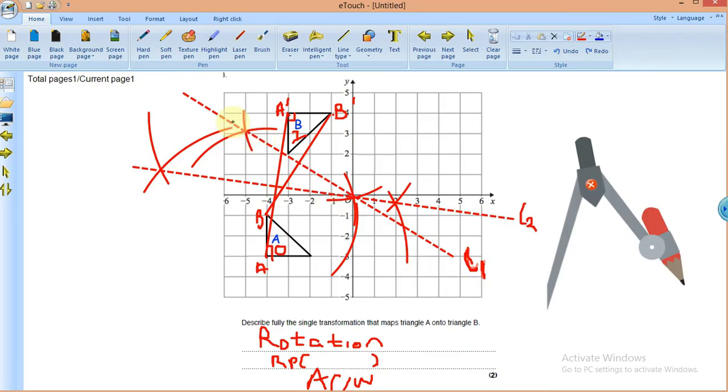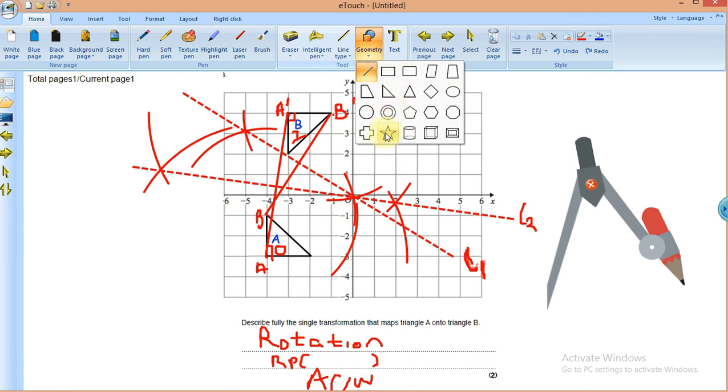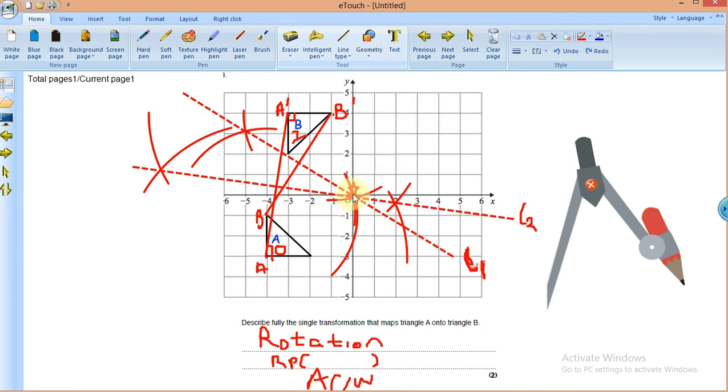So now if you look at this, the first one we did, we bisected line BB prime. So BB prime, I have locus L1. Then I bisect AA prime, and I have L2. Where the two perpendicular bisectors of line BB prime and AA prime meet, they meet at this point, at center 0 0. Now I put a star here, guys.